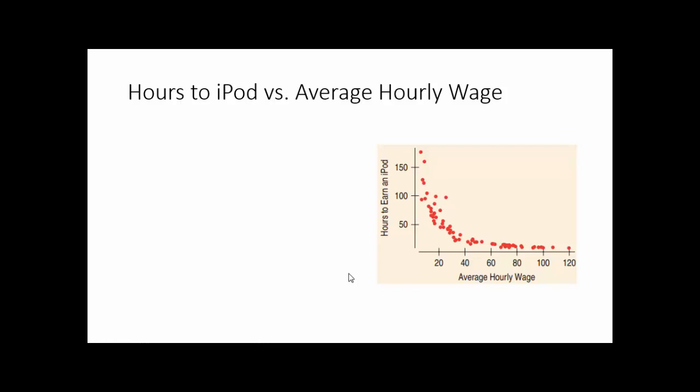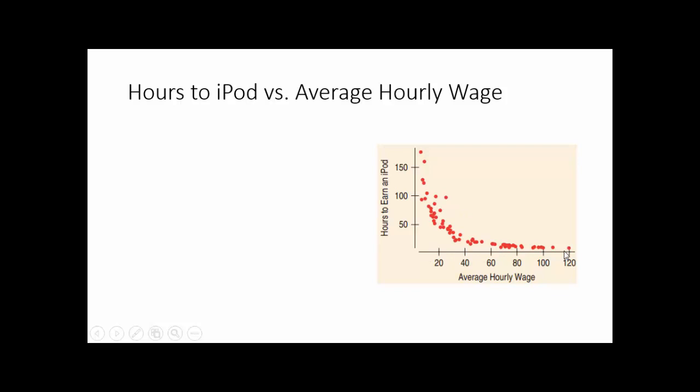And of course, the hours to earn an iPod does depend on what the hourly wage is, but it also depends on how expensive an iPod is, right? So there's multiple factors going into the number of hours needed to work to get an iPod. So when I plot this, we've got to look at the direction, form, and strength, and it's pretty clear. The direction, what's really obvious is the form, but the direction is negative, right?